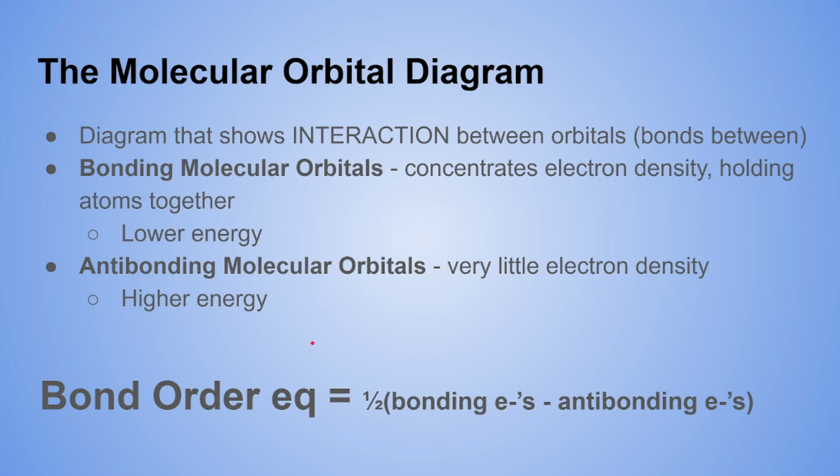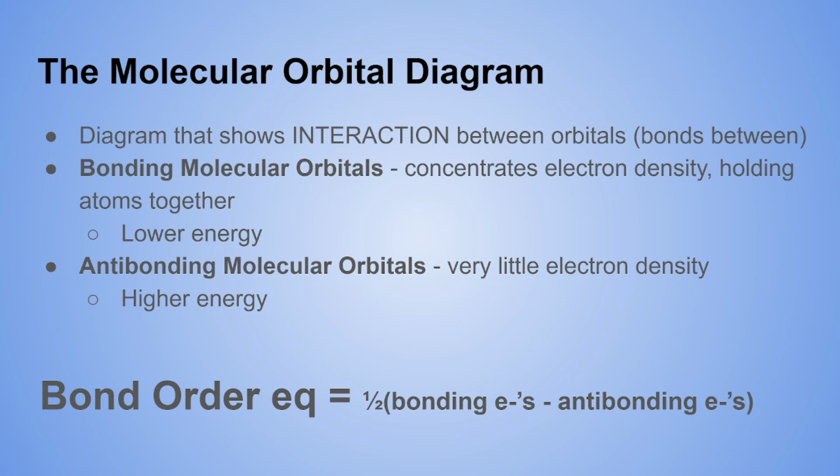All right, so coming back to our molecular orbital diagram. This is the diagram that shows the interaction between the orbitals, the interaction between the two separate atoms, and shows the whole molecular orbital. To understand these models, we need to know two things: bonding molecular orbitals and anti-bonding molecular orbitals. Bonding molecular orbitals concentrate the electron density and hold the atoms together. These are a lower energy state than the anti-bonding, which have very little electron density and have higher energy. It's a little bit confusing to understand, but once we get into drawing the models, it'll be a lot more straightforward.